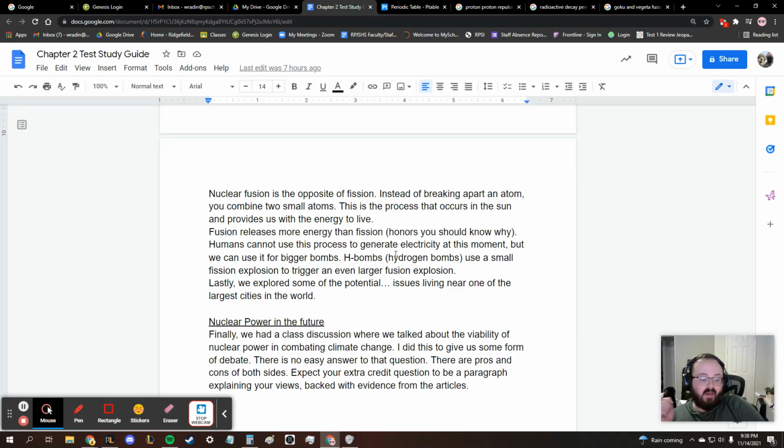We at the moment cannot use this for electricity. We just don't have the technology. It's been something that, if it did happen, would be fantastic. But who knows? Maybe one of you will solve this issue one day. That would be amazing. Hydrogen bombs are fusion explosions. They use a fission explosion to trigger an even larger fusion explosion.